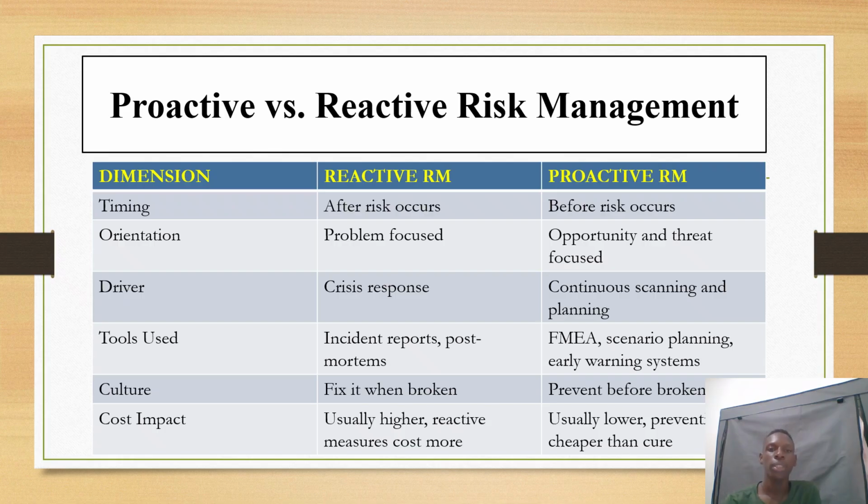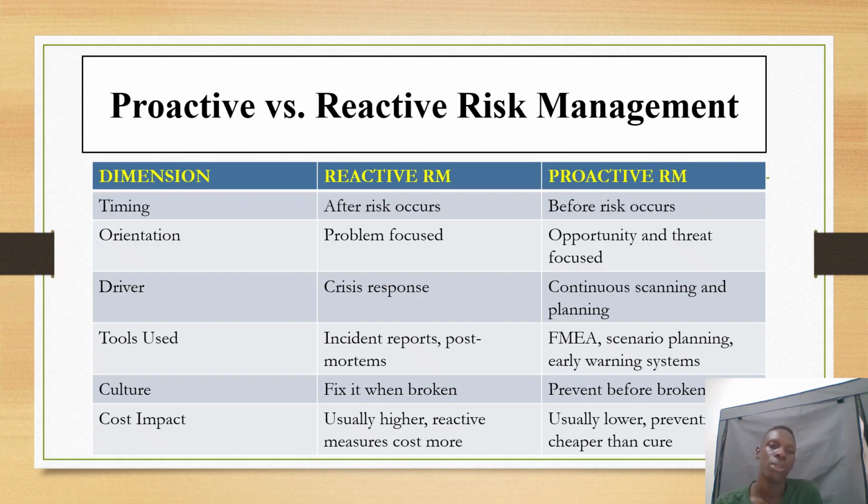In the orientation, reactive is problem focused, proactive is opportunity and threat focused. Then in the driver dimension, reactive is crisis response, while proactive is usually continuous scanning and planning. Then in the dimension of tools, in the reactive you use incident reports because the risk has already occurred, while in the proactive you can use scenario planning and early warning systems.